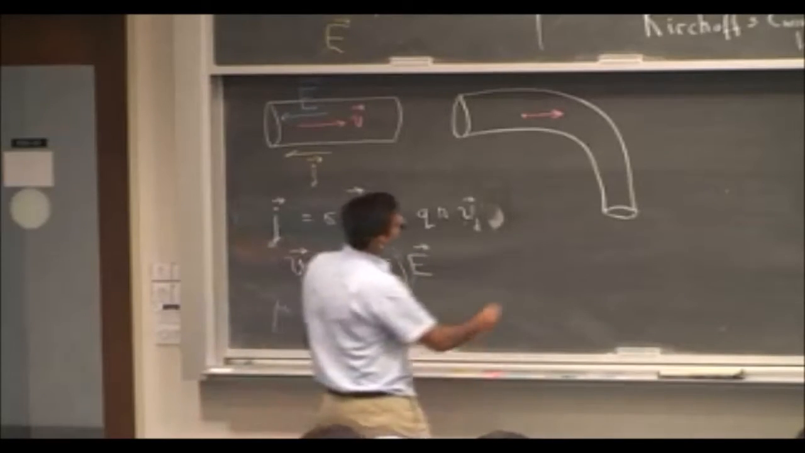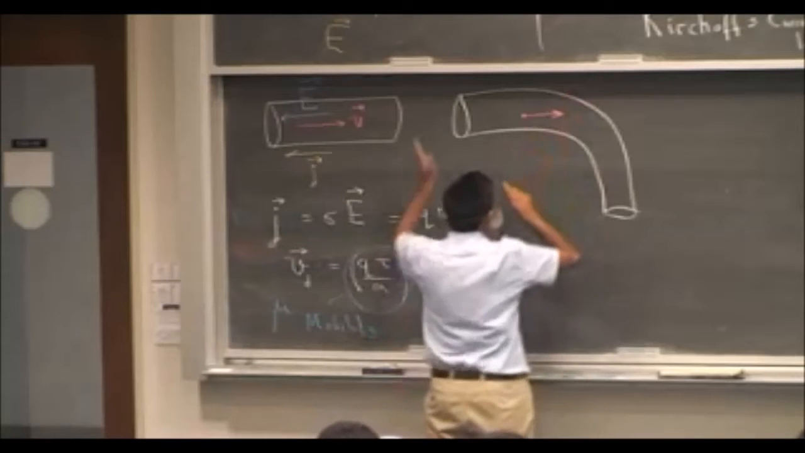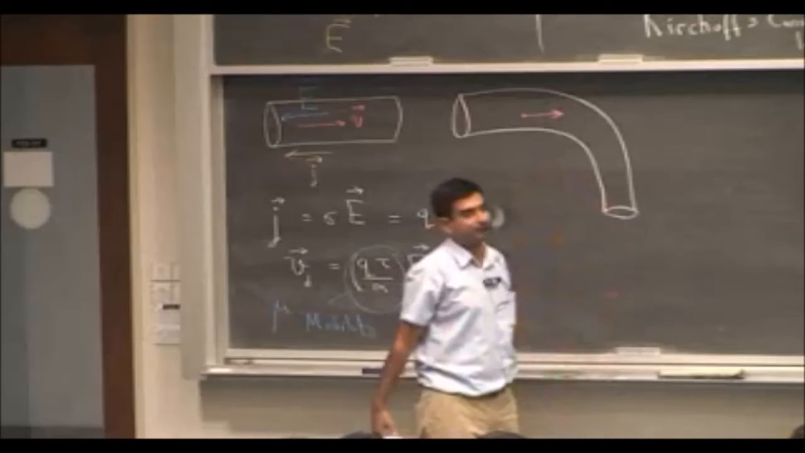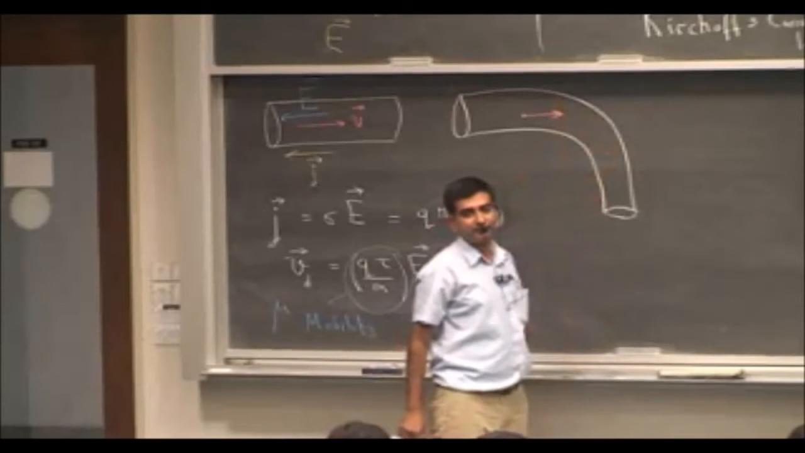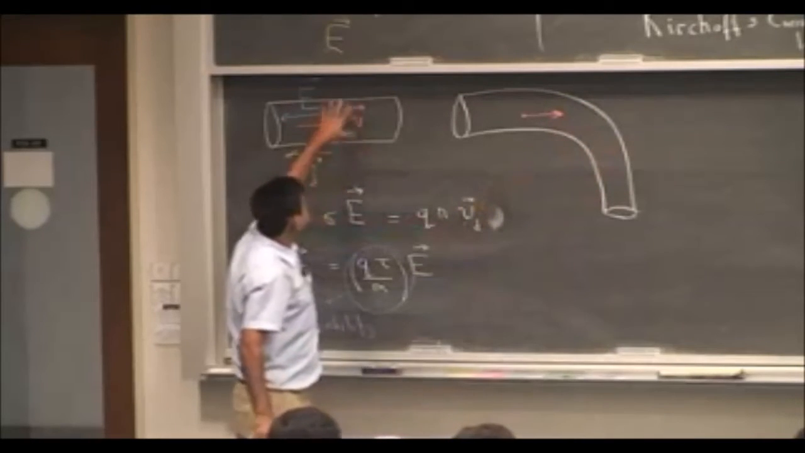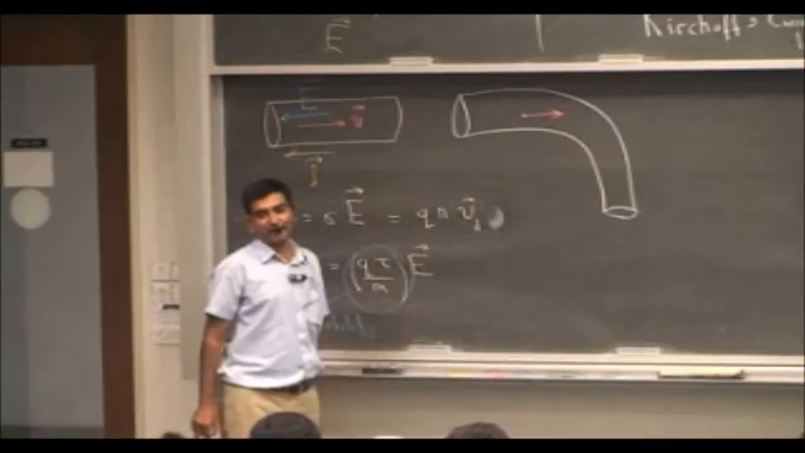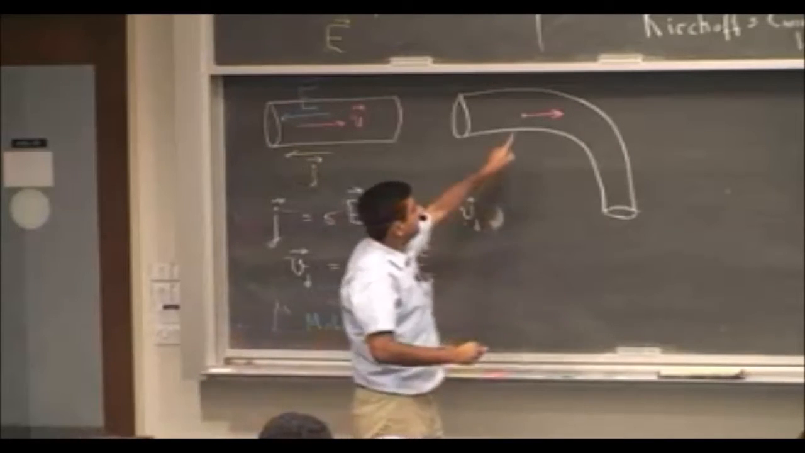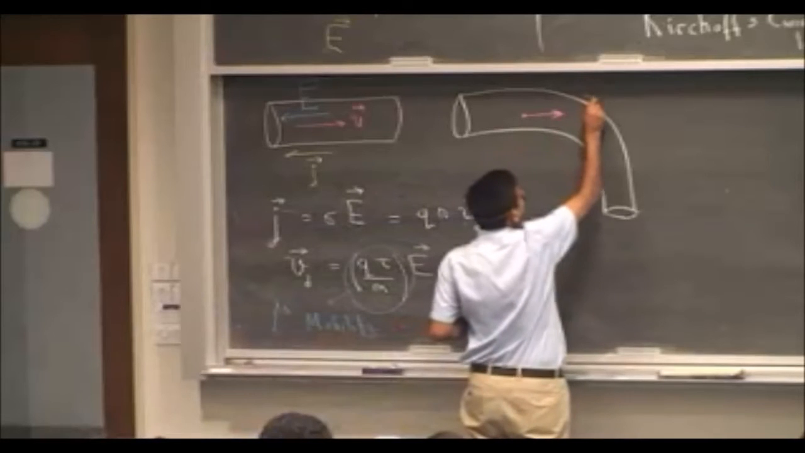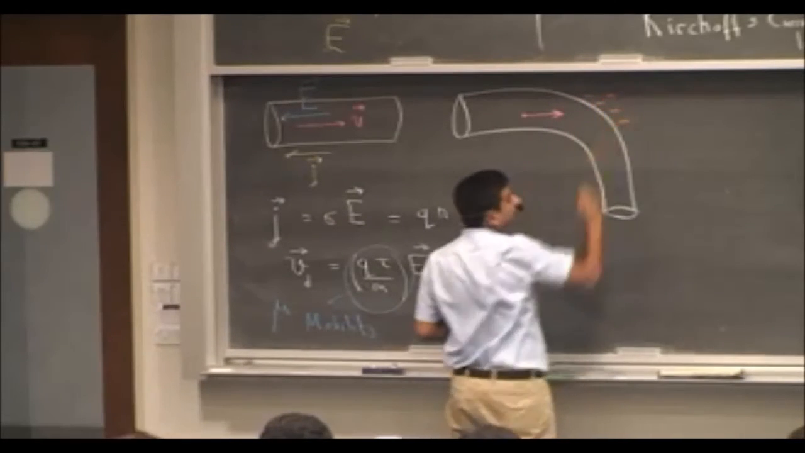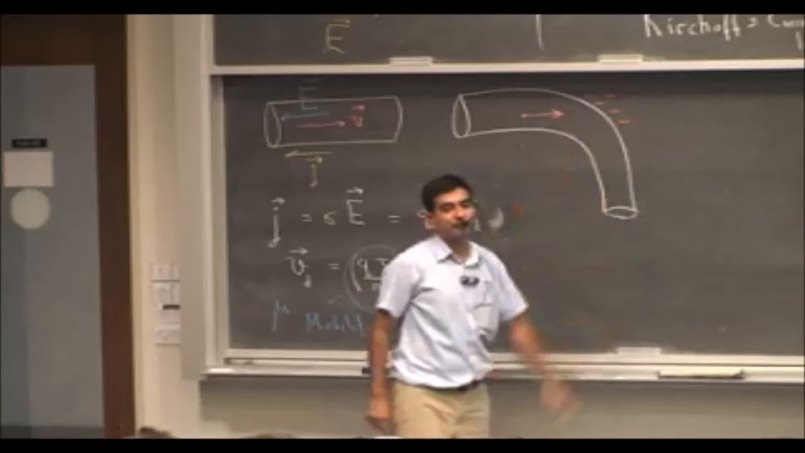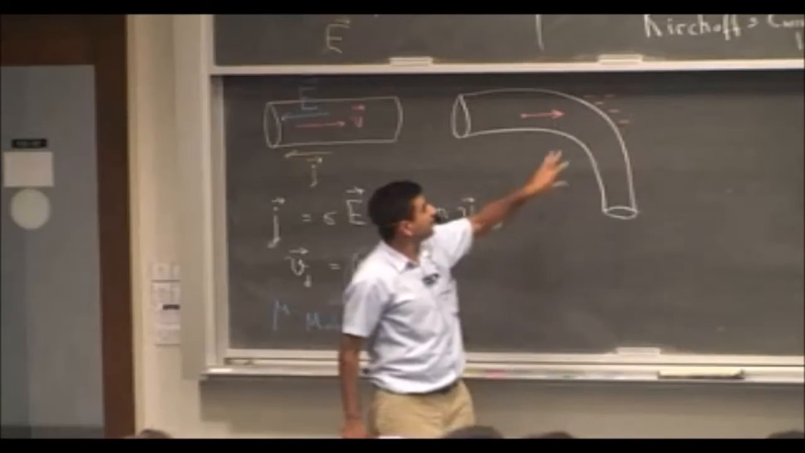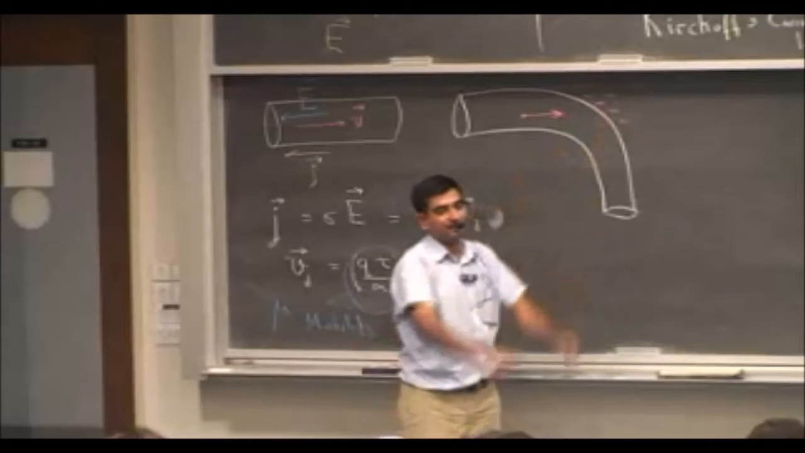So these electrons will be pushed into the wall of the conductor. Here they were not pushed into any wall of the conductor because they were moving along the axis. At the instant we've made this bend, these electrons will push against the wall of the conductor, and they can't leave the surface of the conductor because of the work function of the metal. So they will accumulate at this kink, at this bend.